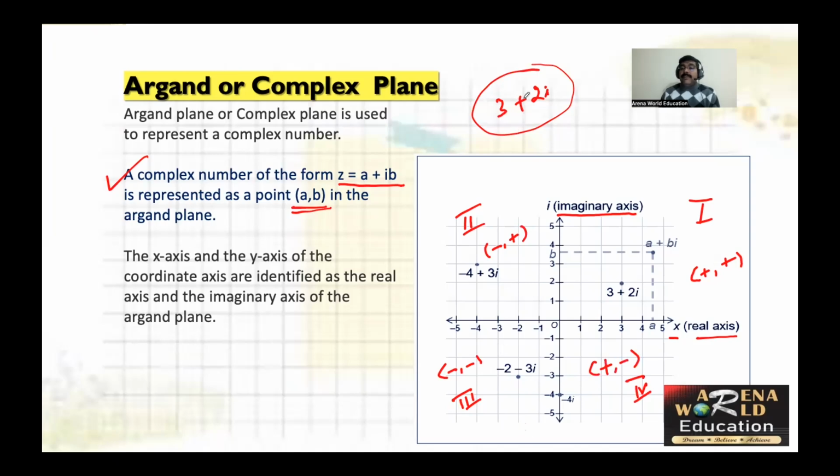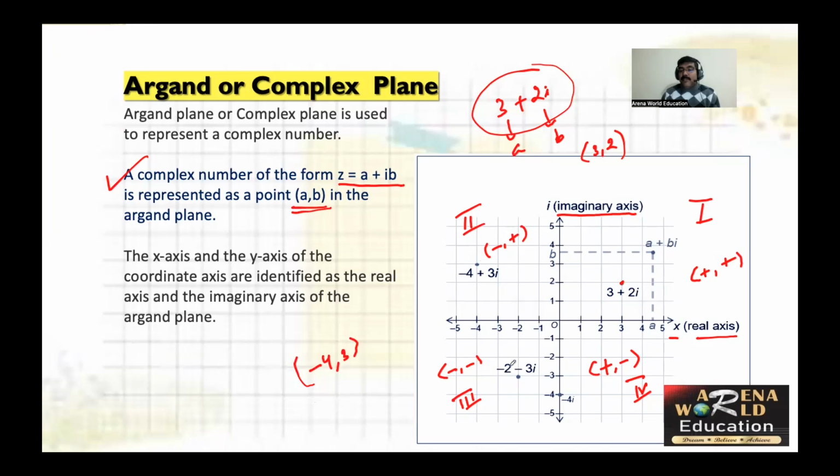So if we have to represent 3 plus 2 iota, a complex number in this Argand plane, we will see this is the value of a and this is the value of b. So simply we will find the point having coordinate (3, 2). Which quadrant? Both are positive, so it will be in first quadrant, right? When we have minus 4 plus 3 iota, we will represent (minus 4, 3). So it will be in second quadrant.